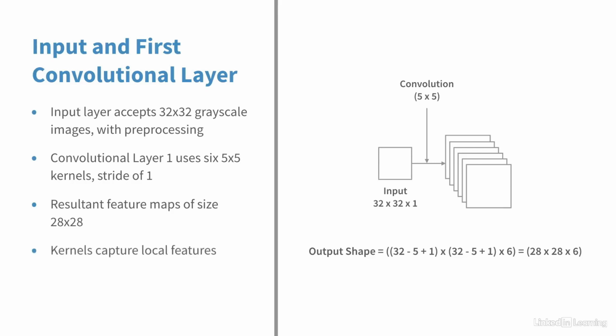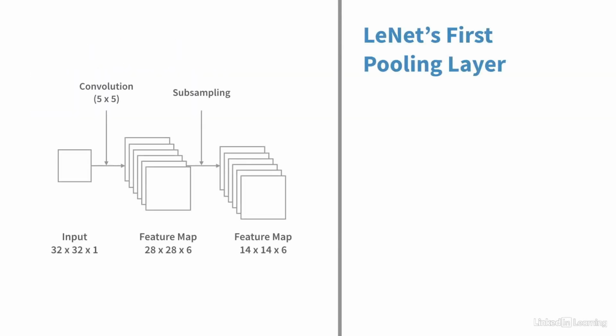Each kernel slides across the input image, capturing local features through element-wise multiplication and summation. The original LeNet uses a hyperbolic tangent activation function for all of its layers. Next is the first pooling layer. This layer reduces the spatial dimensions of the feature maps through pooling.